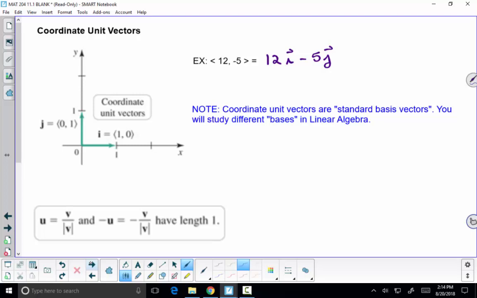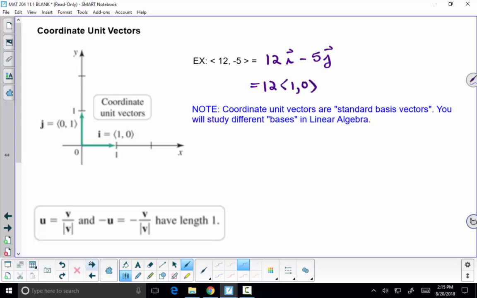So we usually don't do that. But that's how you could do it. You could write it as 12 times the unit vector i minus 5 times the unit vector j. Let's put in the components just to see that, oh yeah, that actually is just a different representation.